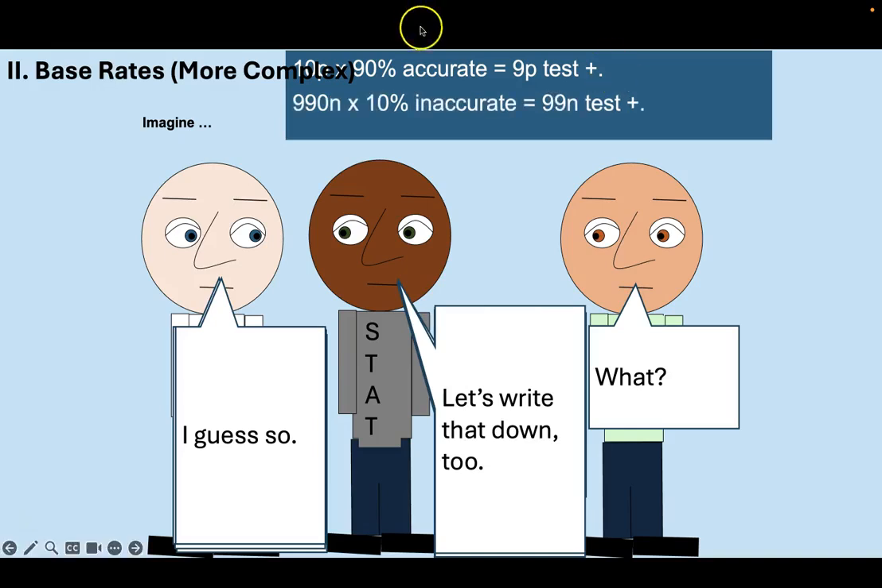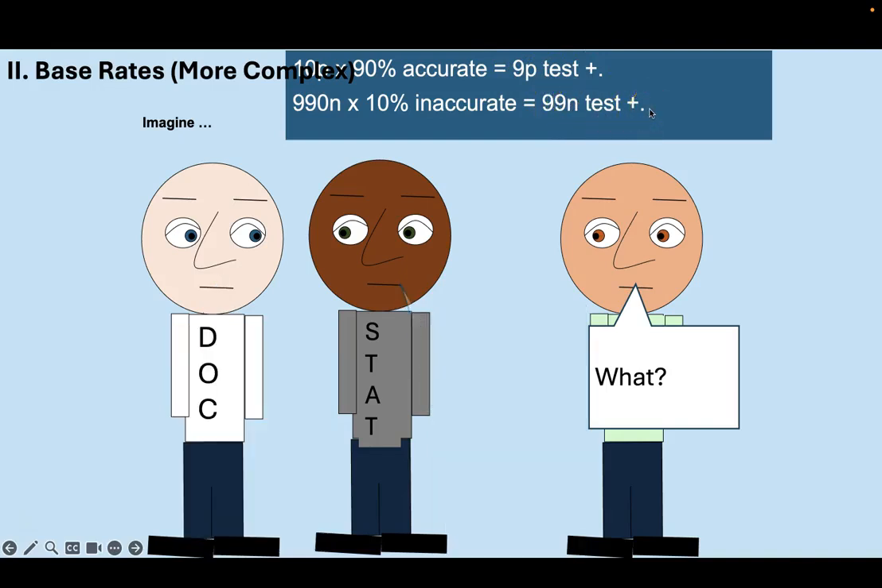So now up here we have 10 people who are positive times 90% accuracy equals 9 positive tests from that group. 990 who are actually negative times 10% inaccurate equals 99 positive tests from that group. So this stands for 9 people who are positive test positive, and 99 people who are negative still test positive. So those are false positives.